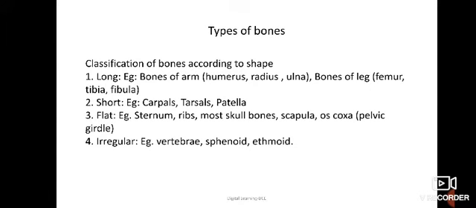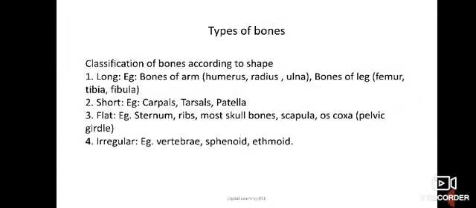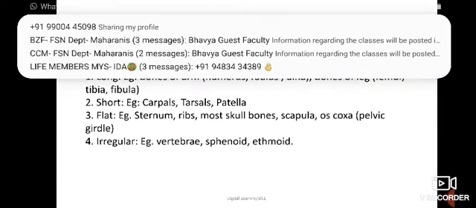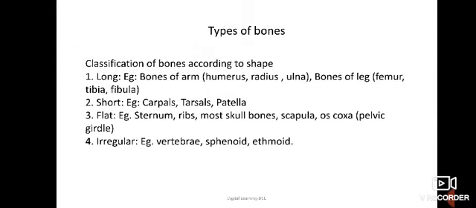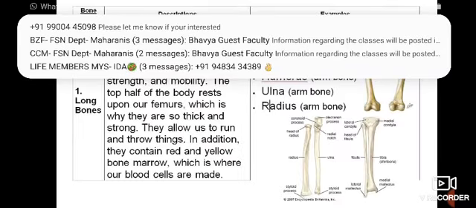Third type of bones are the flat bones. They exist in the sternum, ribs, most skull bones, scapula, that is at the back of the chest, or coxa, pelvic girdle bones, etc. The fourth type of bones are irregular bones. Examples of irregular bones are vertebrae, sphenoid and ethmoid bones.